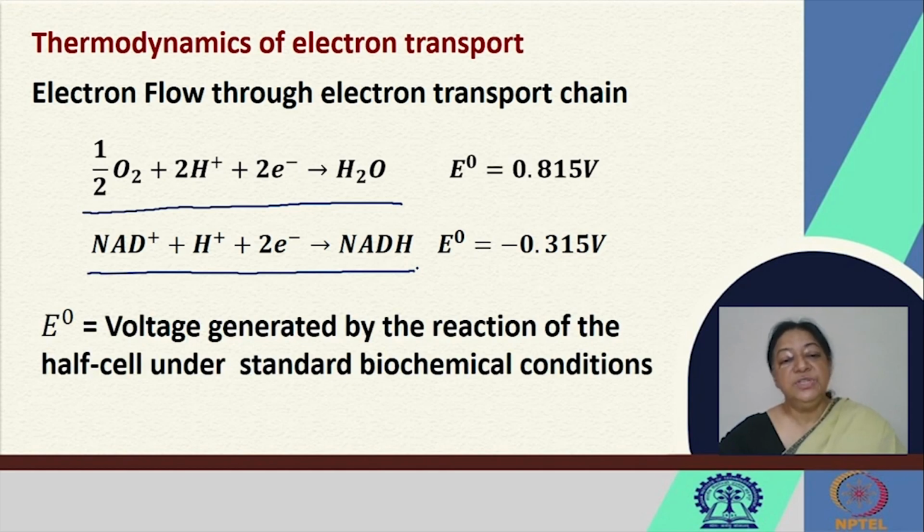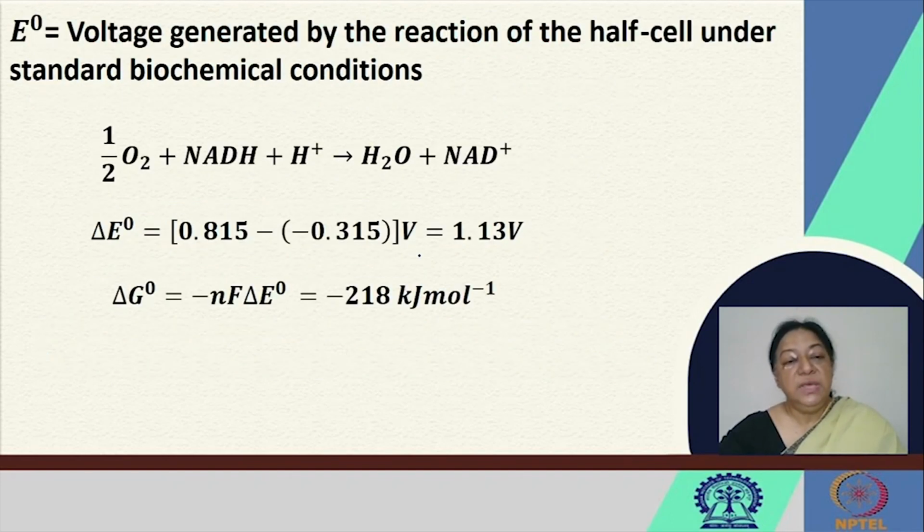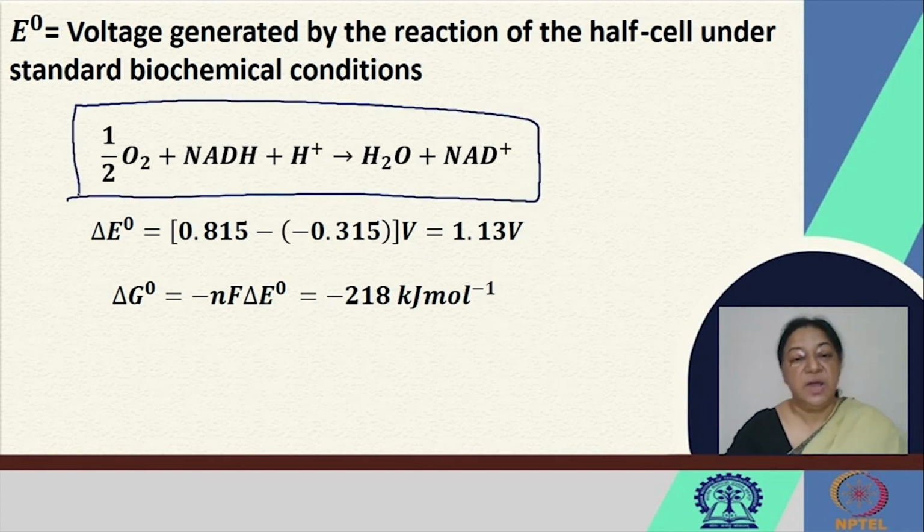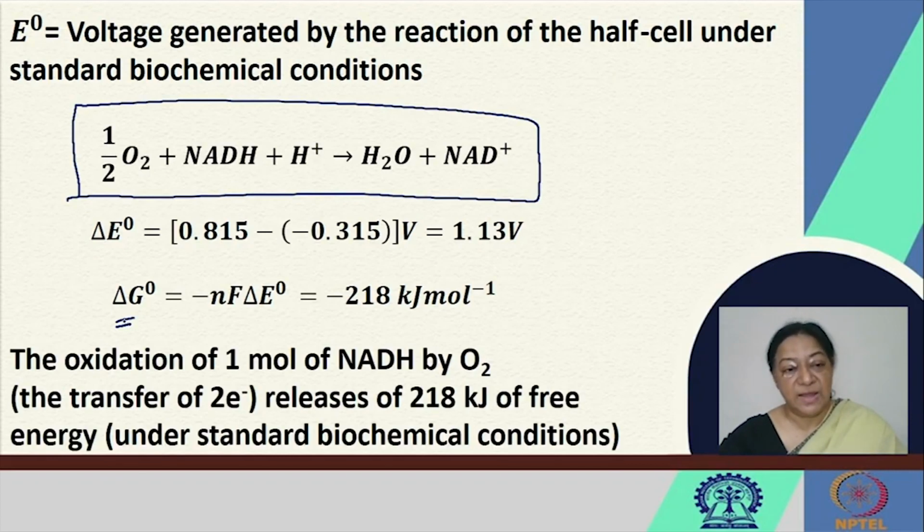E0 is the voltage generated by the reaction of these individual half cells, as we can see, under standard biochemical conditions. So this is our overall reaction when we consider the different half cells, and we get a value of the free energy change associated with this, a favorable value.